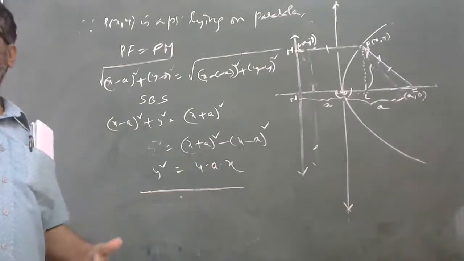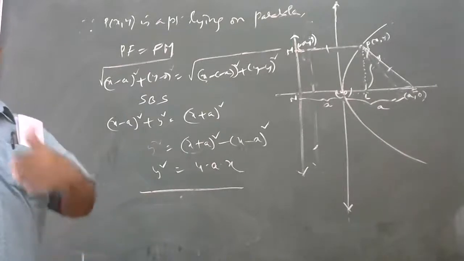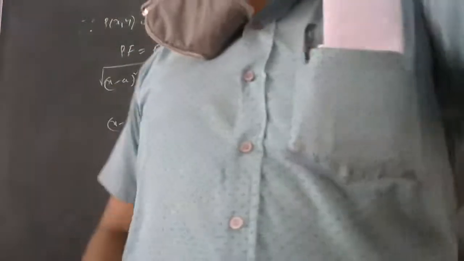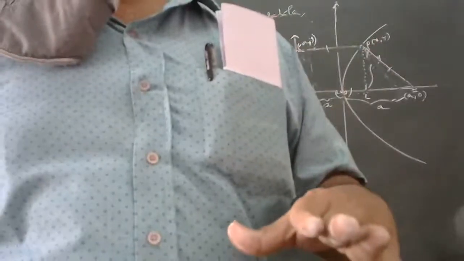Similarly, for the upward parabola, you get x square equal to 4ay. Because the x coordinate becomes the y coordinate and the y coordinate becomes the x coordinate. They interchange. So y square becomes x square. So x square equal to 4ay, and for the downward parabola x square is equal to minus 4ay. Are you clear now? Yes.